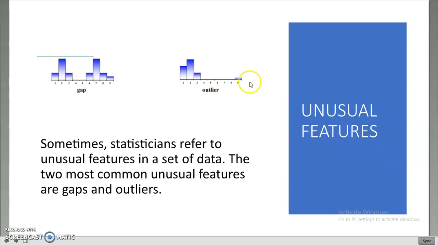All right. Unusual features. Sometimes statisticians refer to unusual features of a set of data. The two most common unusual features are gaps and outliers. So here we have a gap in the data. Between 4 and 5, there's no data at all. And here we have an outlier, and we've talked about it in previous lessons, how to determine what an outlier is and how to calculate an outlier. So here we have a gap and an outlier.